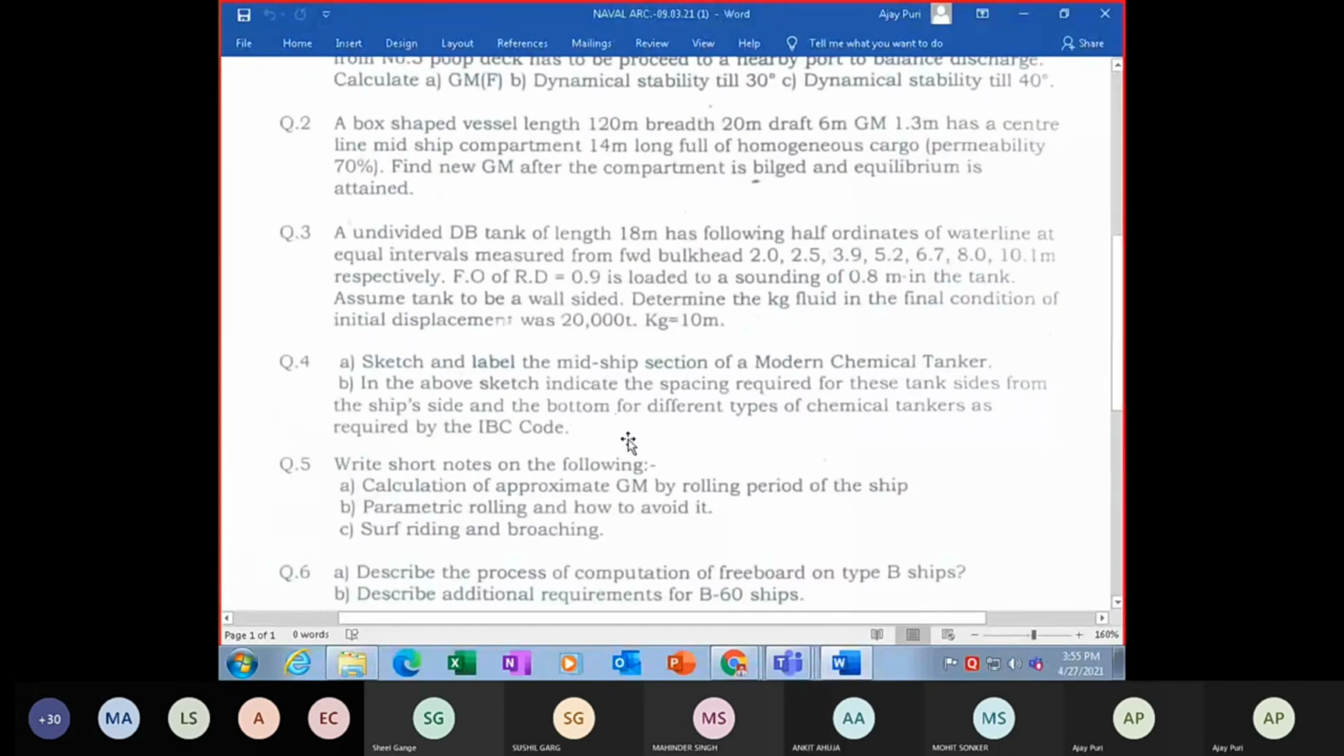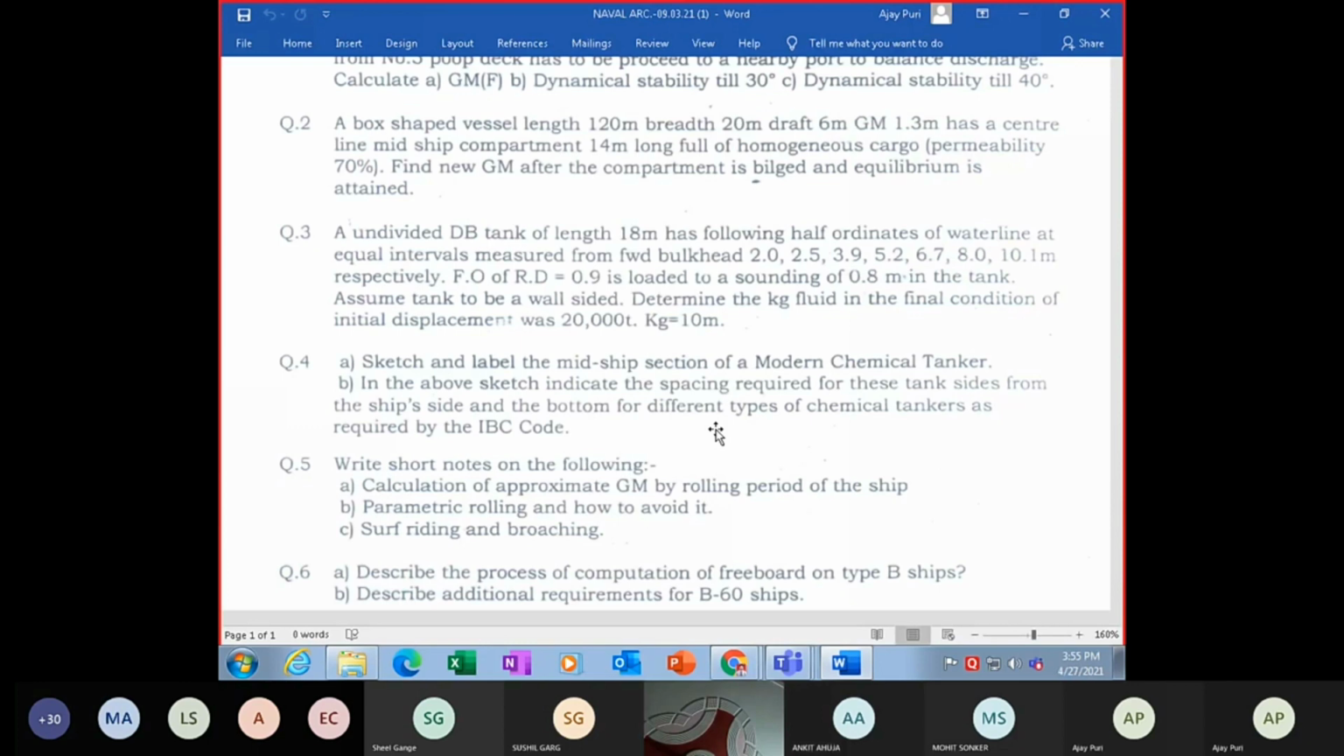B is indicate the spacing required for the tank side to ship side and the bottom of different types of tankers. So for type 1, type 2, type 3, you have to show what is the distance of your double hull and the distance of double bottom. What is the height of your double bottom? That you have to make with diagrams. Type 3 will not have any double hull or double bottom.